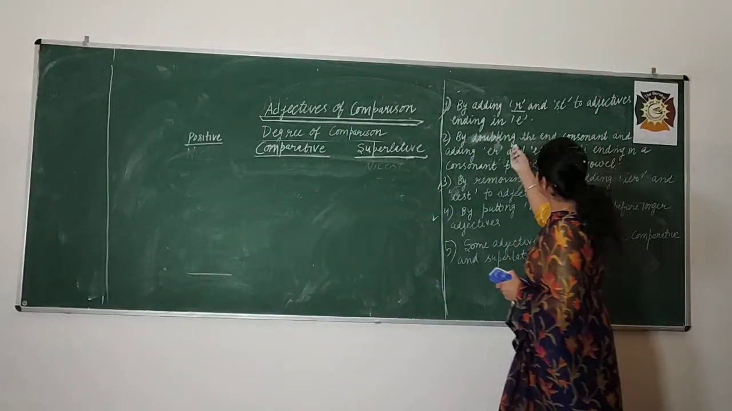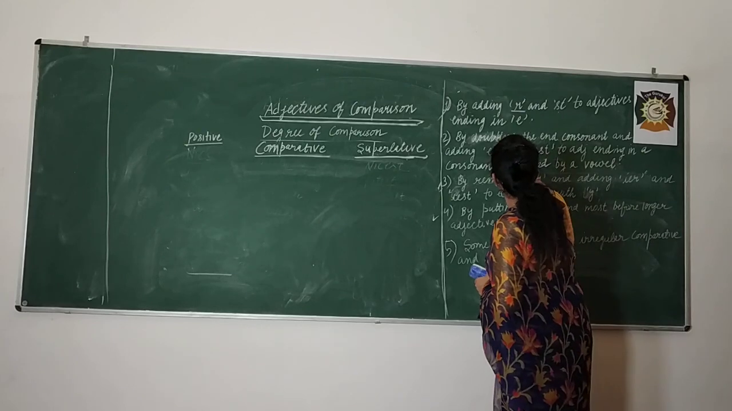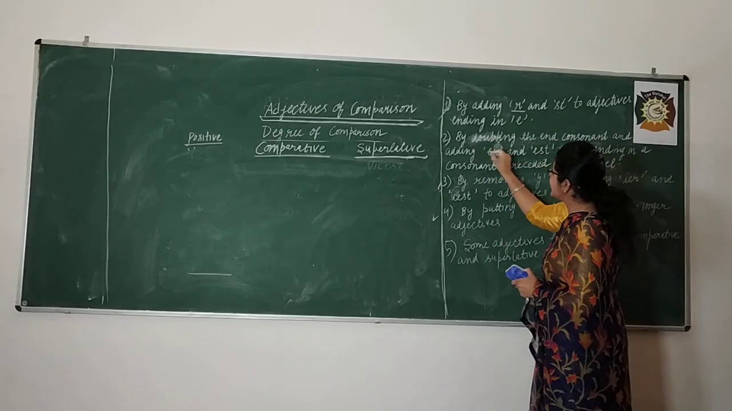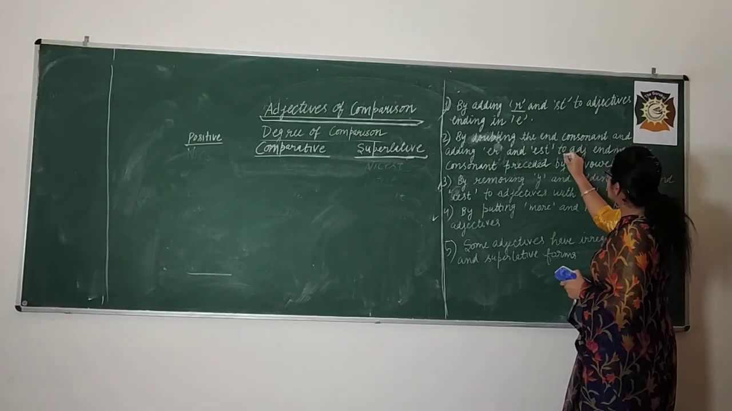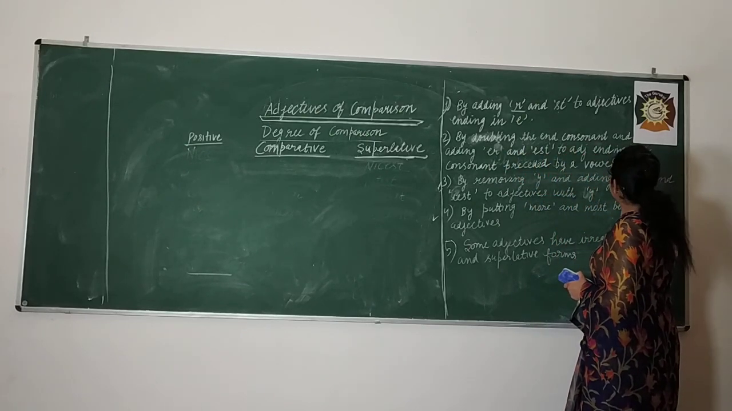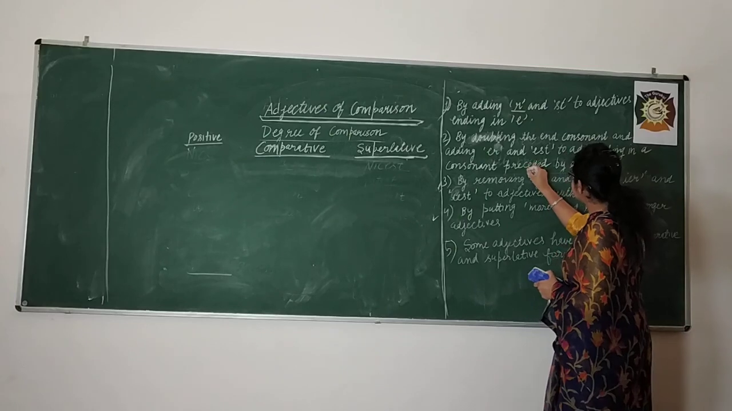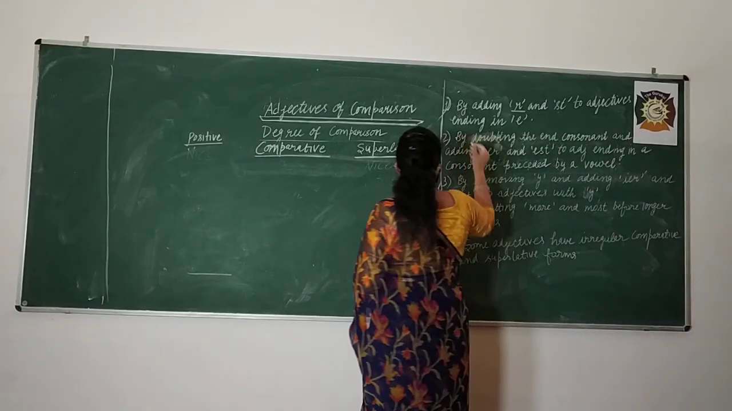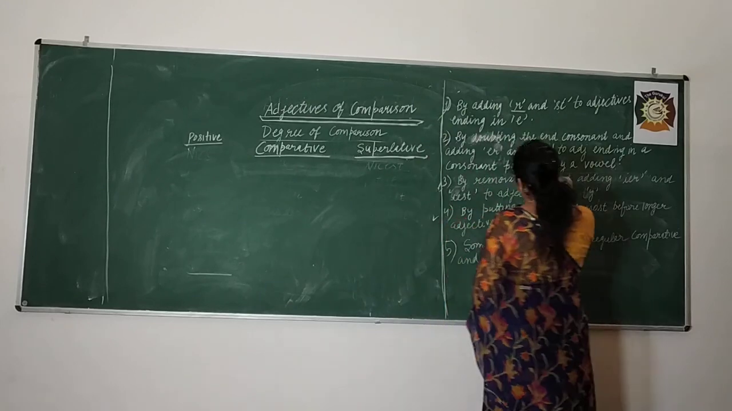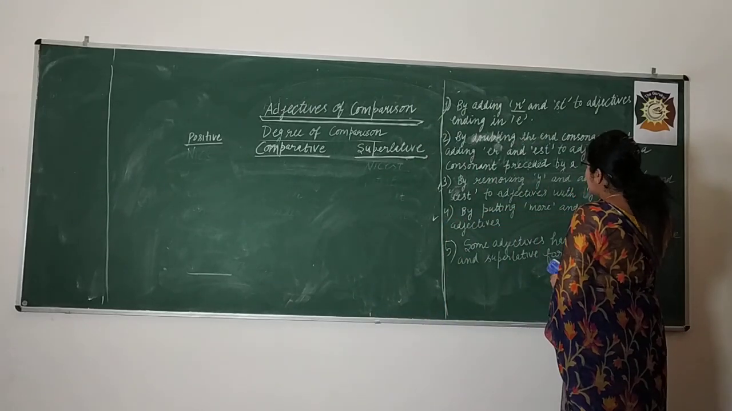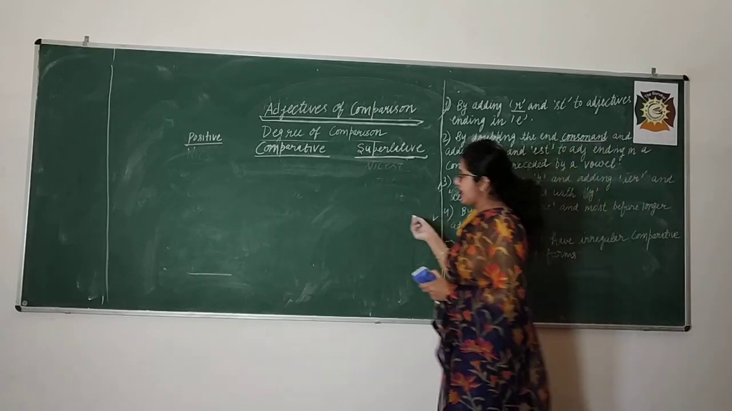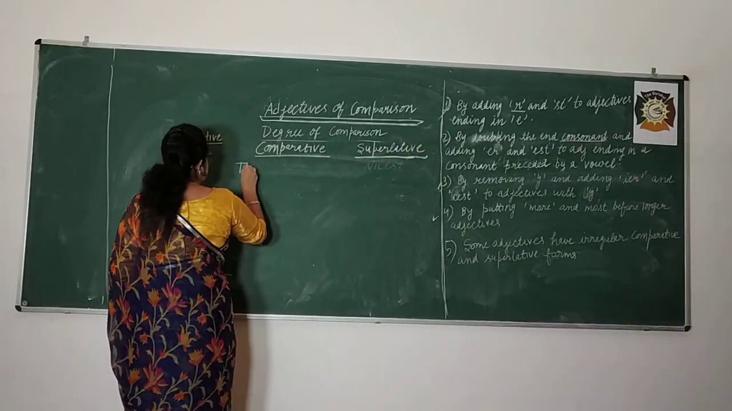By doubling the consonant and adding ER and EST to adjectives ending in a consonant preceded by a vowel. So what do we have to do? We have to double the last consonant in an adjective like big.